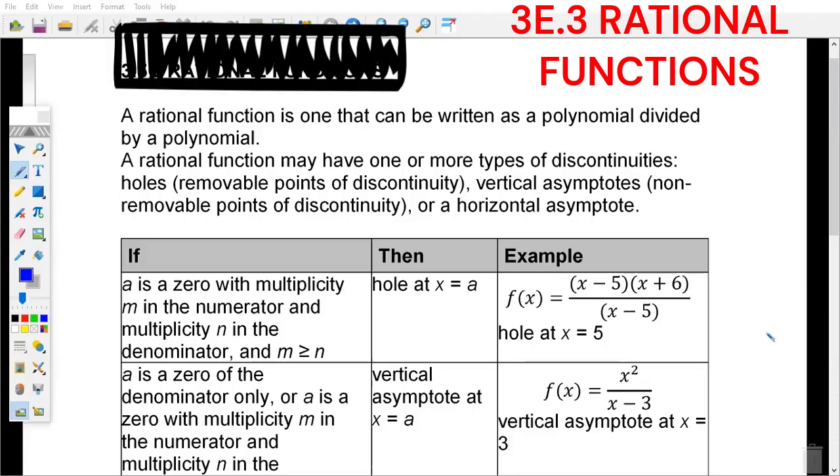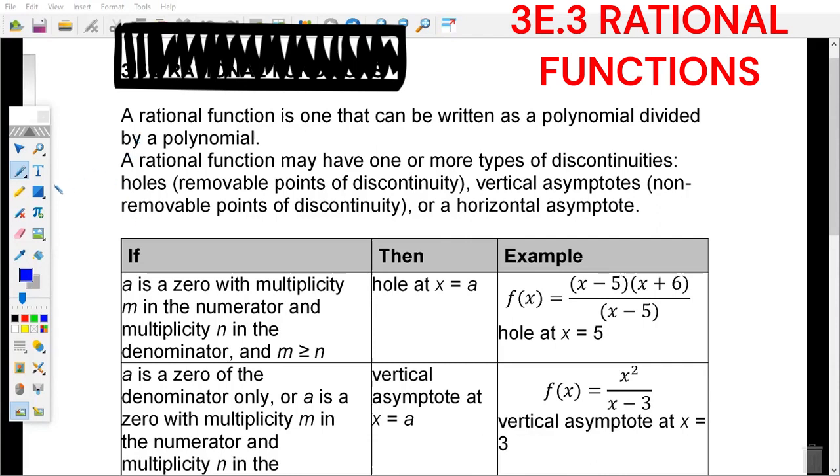All right, so we're on 3.5C, rational functions. A rational function is one that can be written as a polynomial divided by a polynomial, okay? So it's just a polynomial divided by another polynomial. That's it, okay? A rational function may have one or more types of discontinuities.